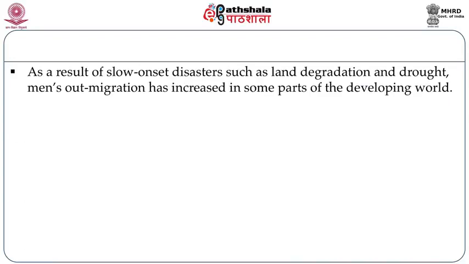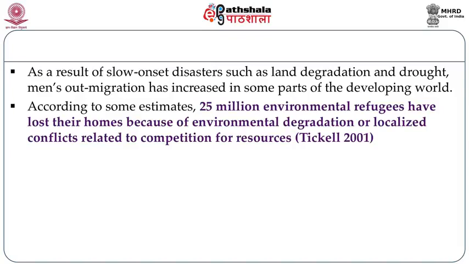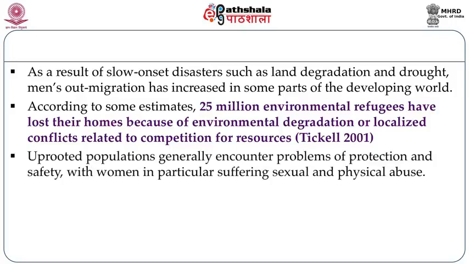As a result of slow onset disasters such as land degradation and drought, men's out-migration has increased in some parts of the developing world. According to some estimates, around 25 million environmental refugees have lost their homes because of environmental degradation or localized conflicts related to competition for resources. Uprooted populations generally encounter problems of protection and safety, with women in particular suffering sexual and physical abuse.